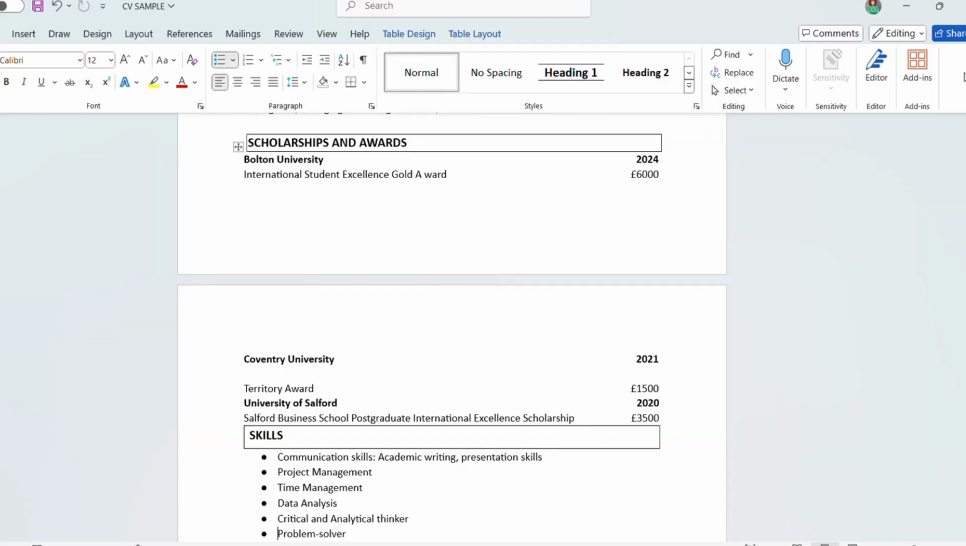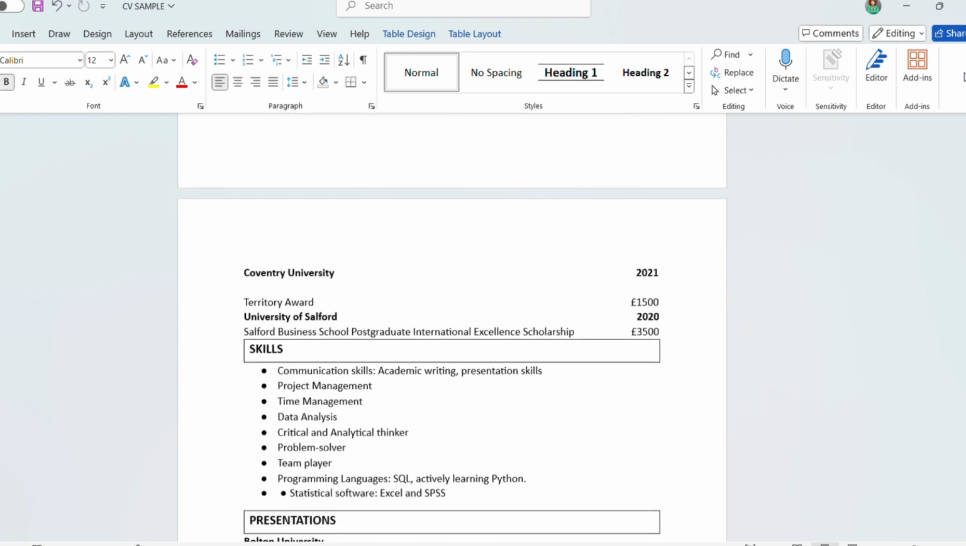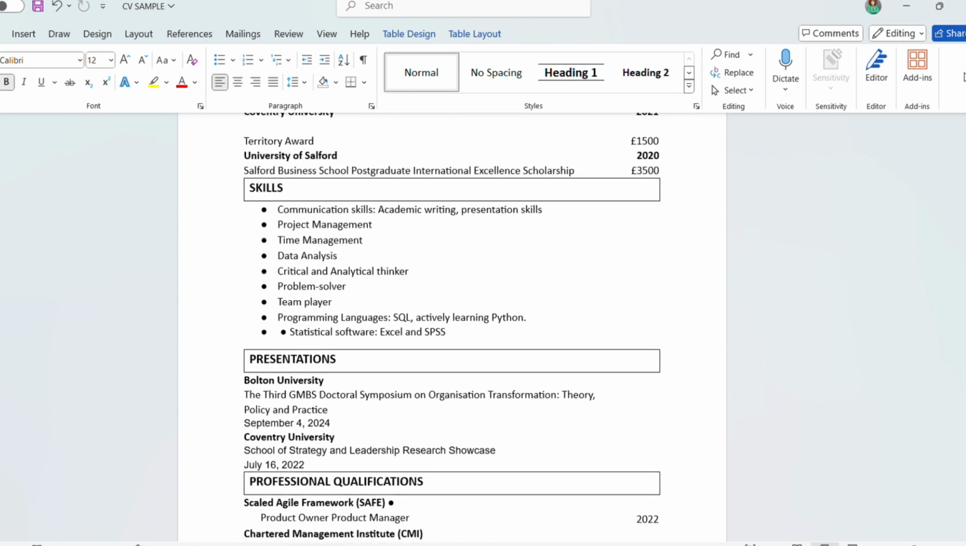The most important aspect of your CV is your skills. Your skills demonstrate your capabilities. This can include things like time management, project management, analysis, critical and analytical thinker, problem solving skills. Every skill that might be important for you to be successful during your program.